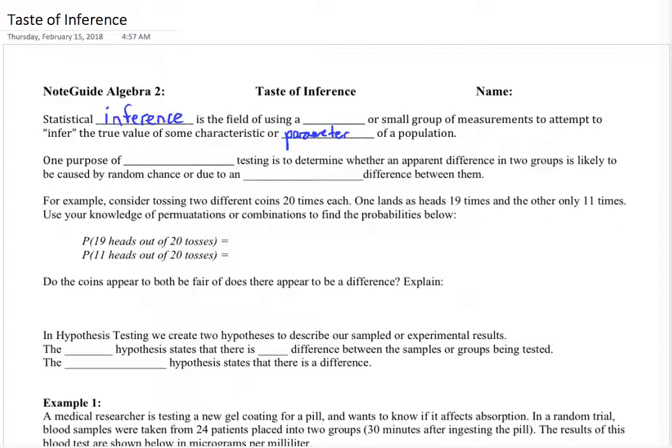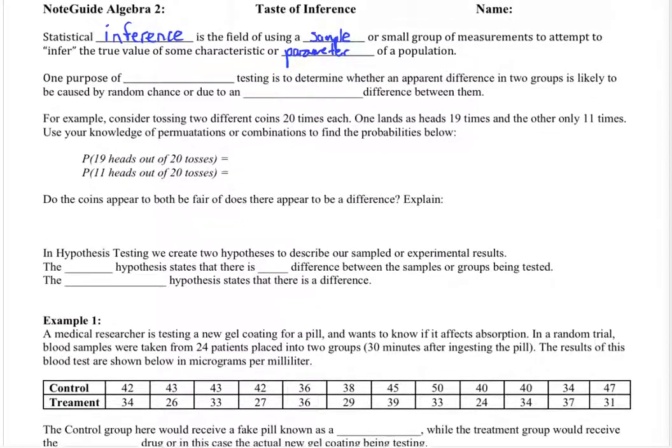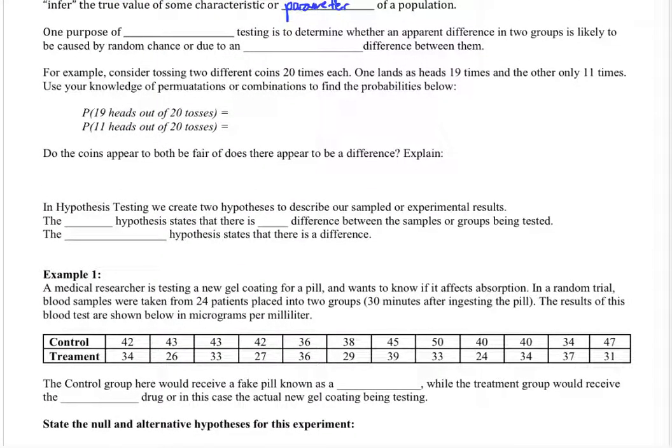There's a lot of subtleties and nuances that you'd need to take a full class in statistics like AP statistics or a college intro statistics class to really fully grasp the idea, but we're just going to be tasting the main idea today. So statistical inference is the field of using a sample or a small experimental group to try to infer something about a larger population. So one purpose of this kind of studying is to look at hypothesis testing. Hypothesis testing is used to determine whether an apparent difference in two groups is likely to be caused by some kind of random chance.